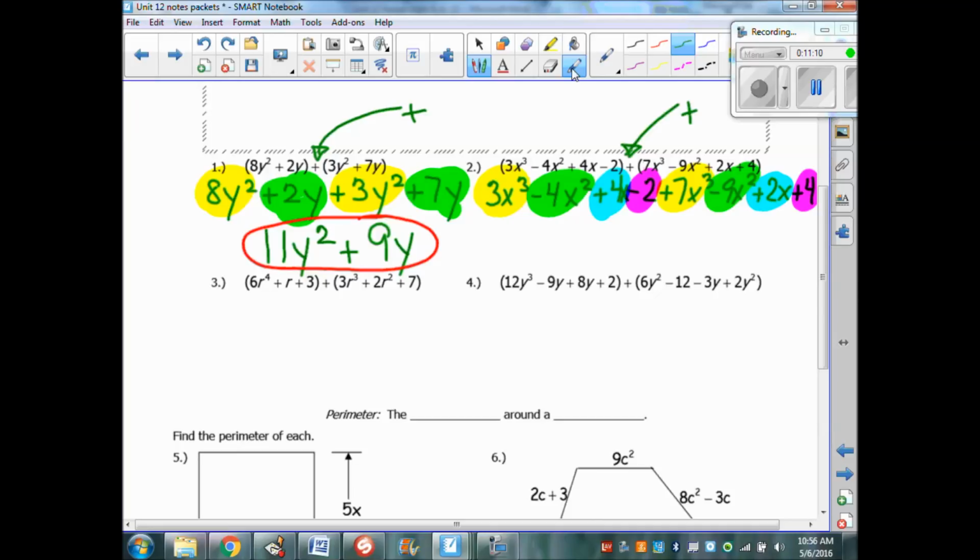So let's focus in on the x cubes, what we highlighted in yellow. 3x cubed plus 7x cubed. In other words, it's 3 plus 7, 10x cubed. Let's look at the green. Negative 4x squared minus 9x squared. So negative 4 minus 9, that's going to be negative 13x squared. And what's highlighted in blue? Plus 4x plus 2x. So what's 4 plus 2? 6x. And then the constants, negative 2 plus 4. It's going to be plus 2. So we put everything together that's like.